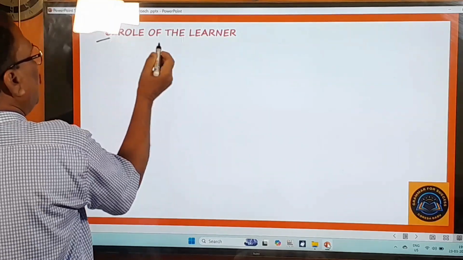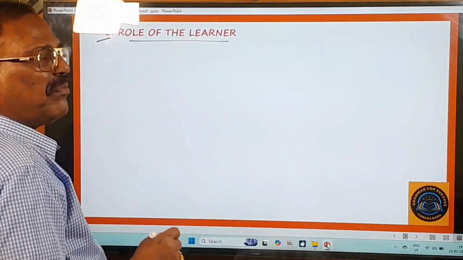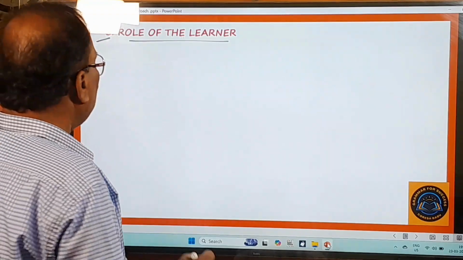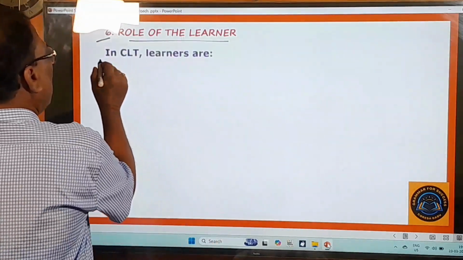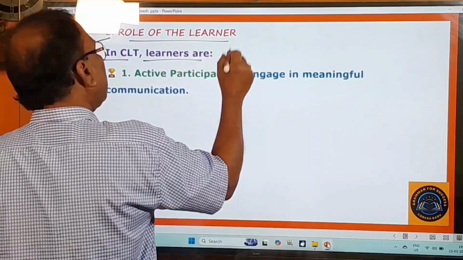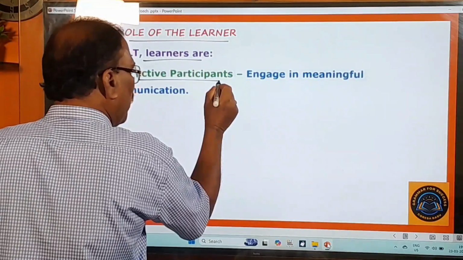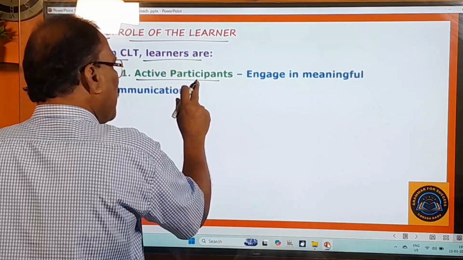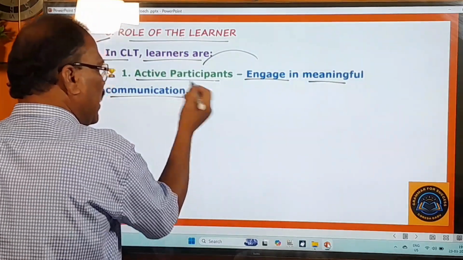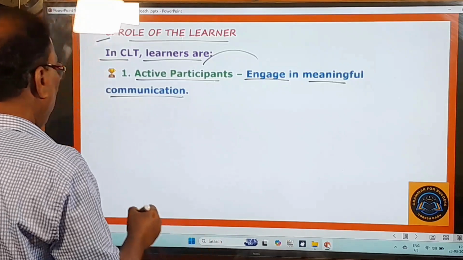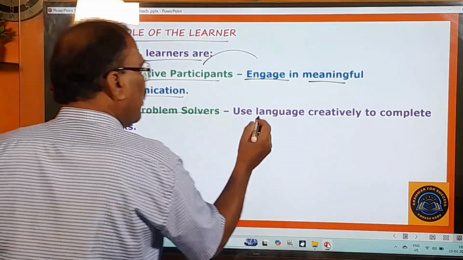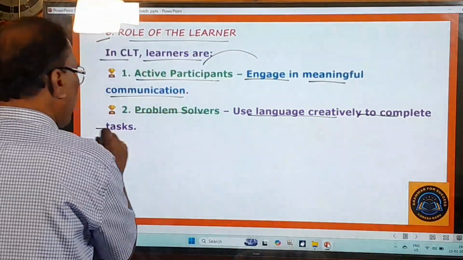The 6th aspect, role of the learner. What will be the role of the learner in this CLT classroom? Here it is clearly given. In the CLT classroom, learners act as active participants, because they engage themselves in meaningful communication that takes place in the classroom. Next, they also act as problem solvers because they use language creatively to complete tasks.